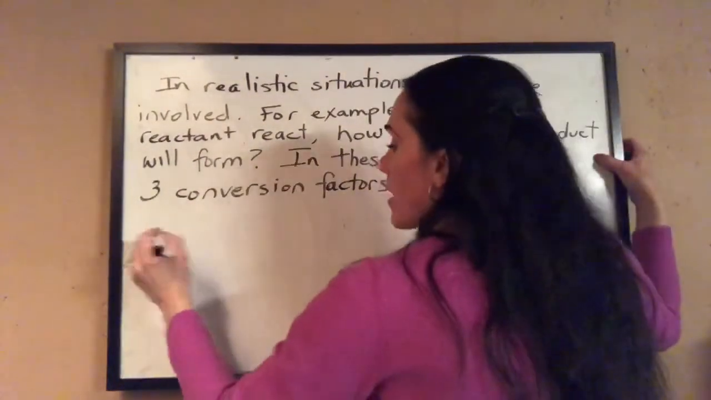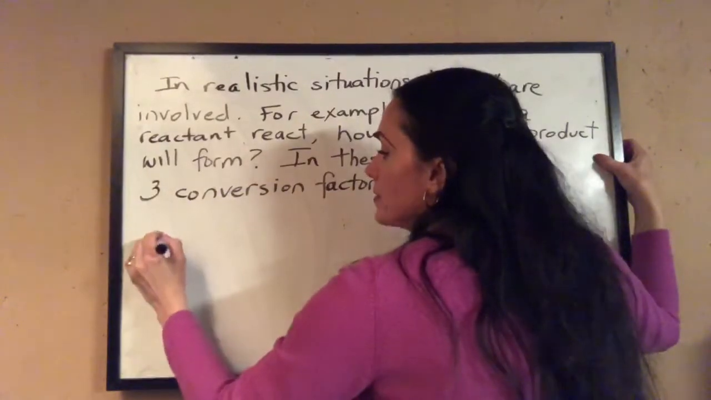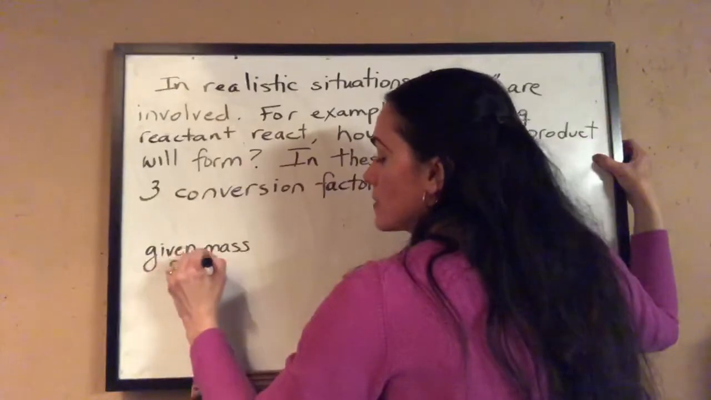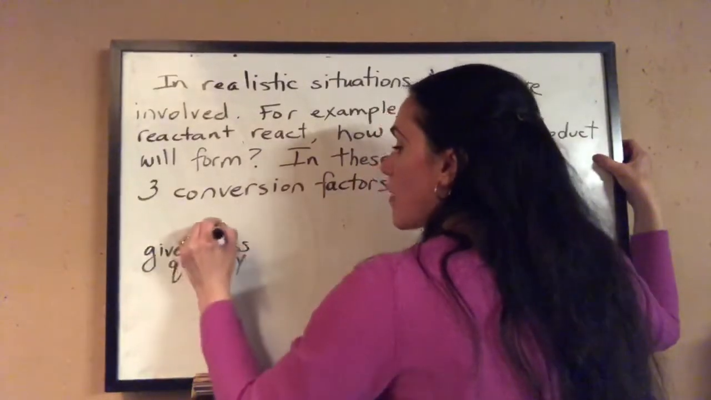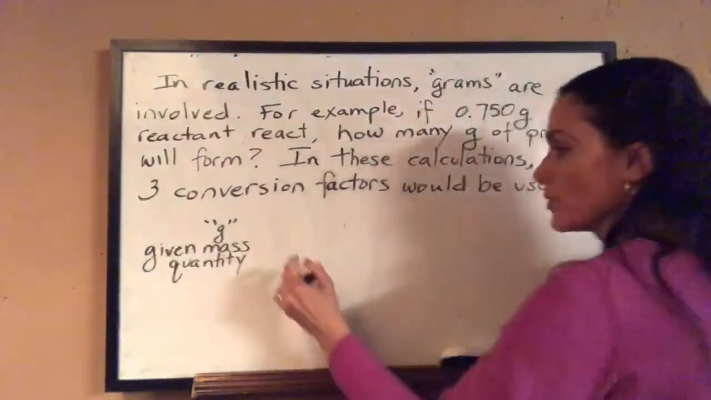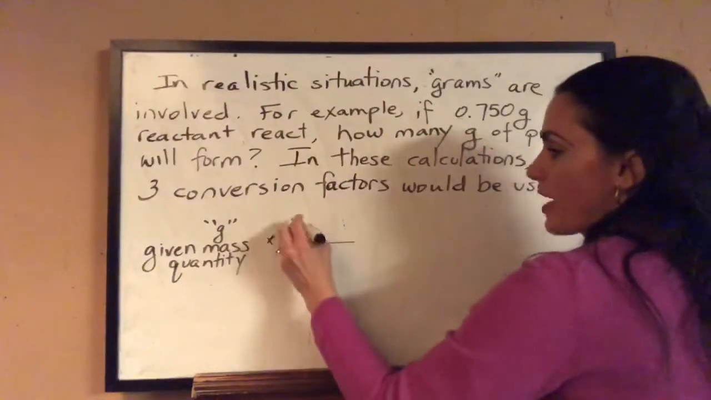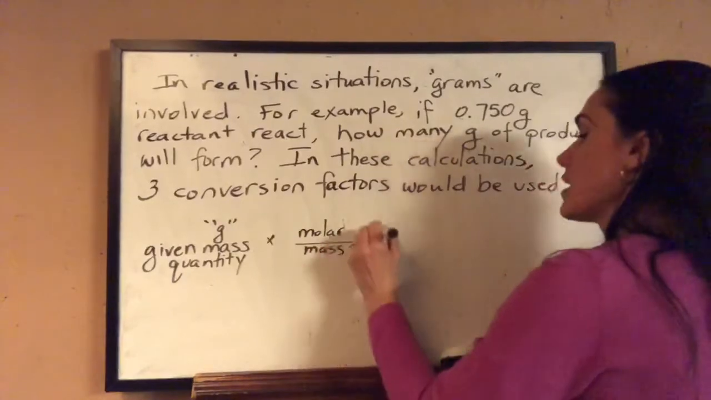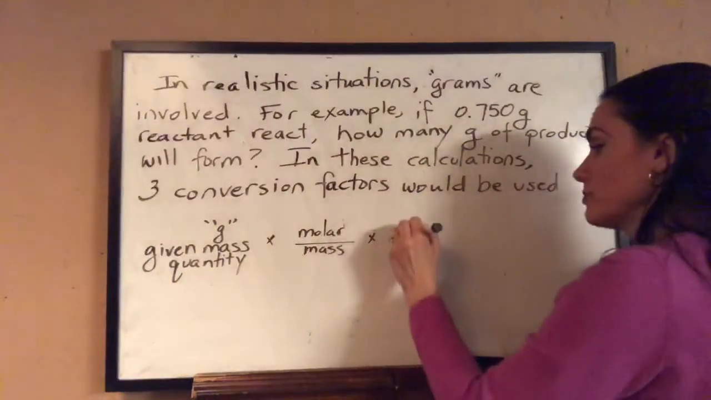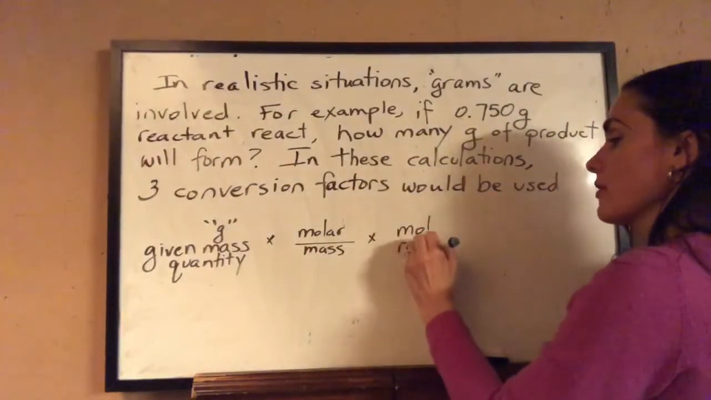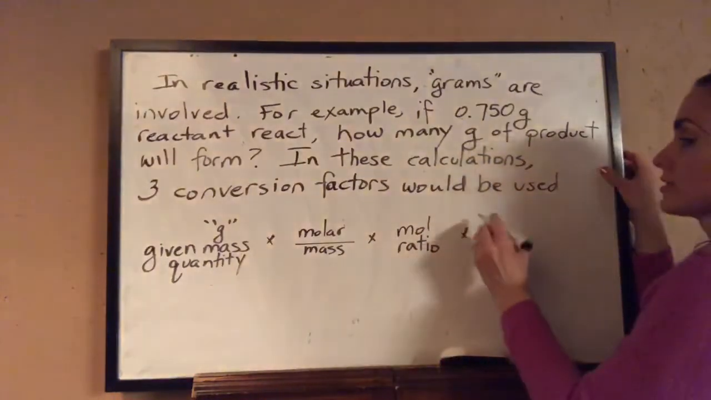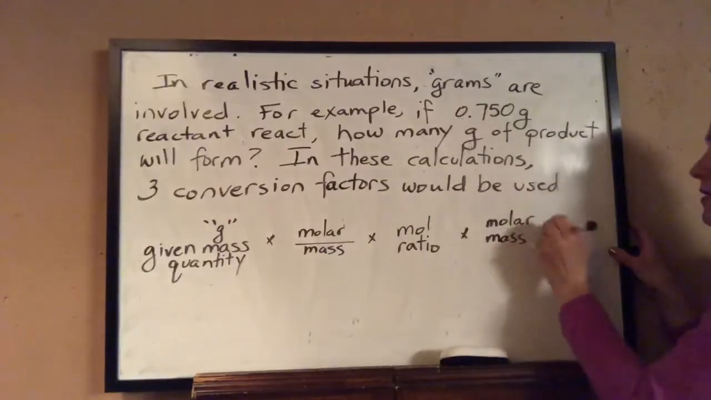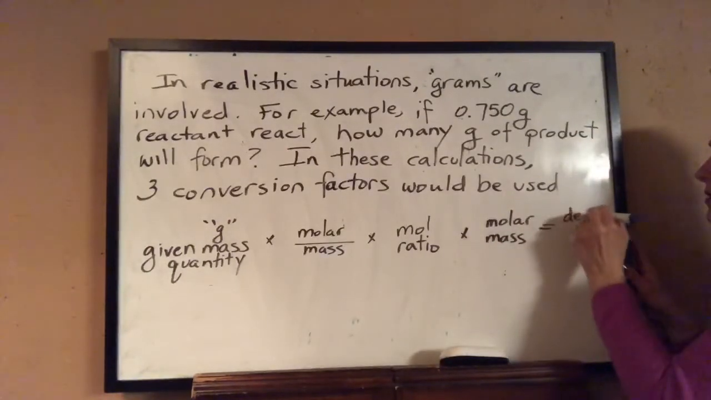Okay. You'd have your given mass quantity. Okay, your given grams, mass quantity. Your first conversion factor would be a molar mass. Your second conversion factor would be the mole ratio. And your third conversion factor would be the other molar mass to give you the desired mass quantity.